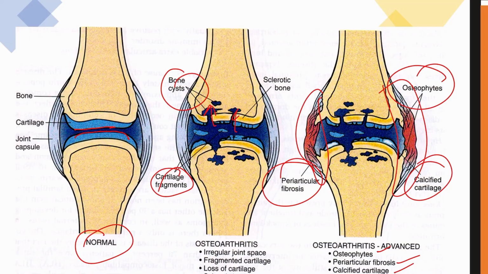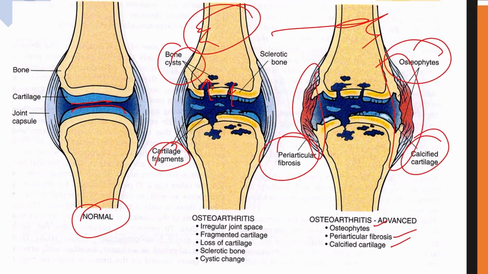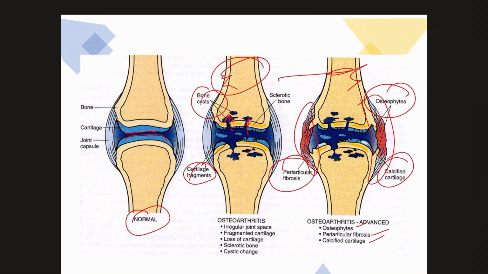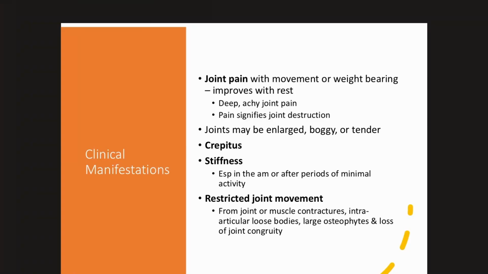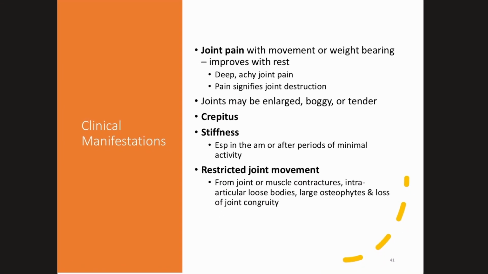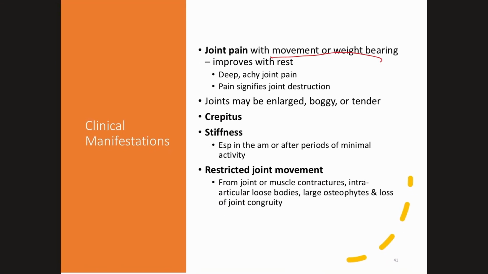Obviously, they're going to have pain and soreness here. It's going to be a lot worse on that one because the joint is pretty much dissolved at this point, and it's like bone on bone, causing problems. So those are the three things dealing with different stages: normal, beginning phases of osteoarthritis, and then final late stage advanced. So clinical manifestations: joint pain with movement or weight bearing.